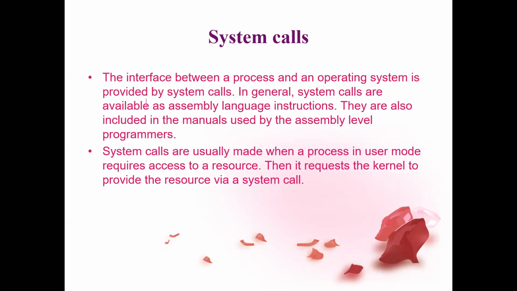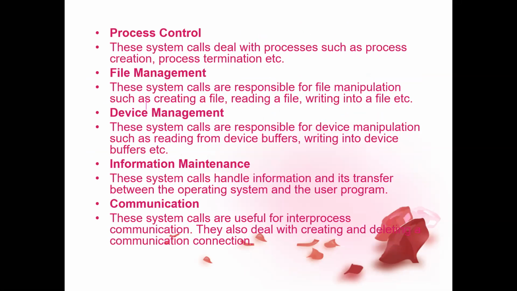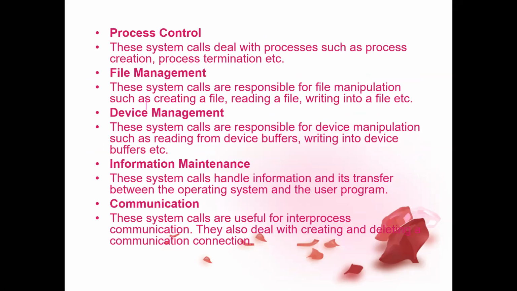There are various types of system calls: for process, for file, for device, for information, for communication. The process system call is related to process creation, process termination. File management is for reading, writing, executing the file. Device management is for manipulation, reading and writing of the devices. Information is for transferring some information between the user program and the system program. Communication is for interprocess communication.